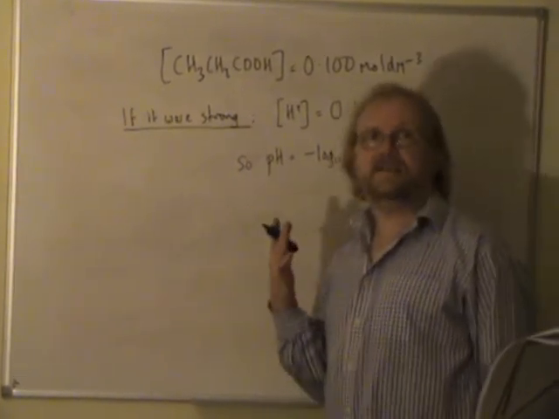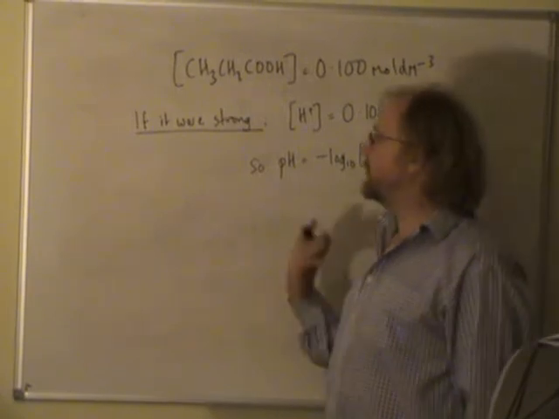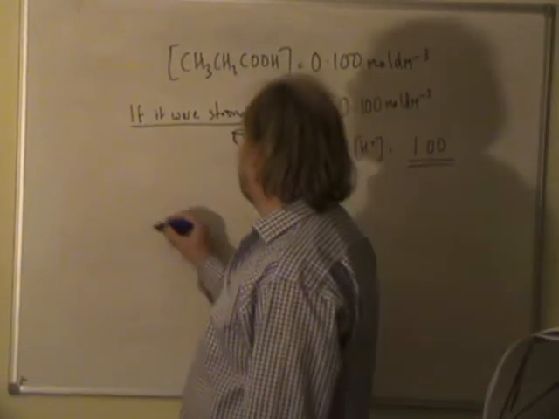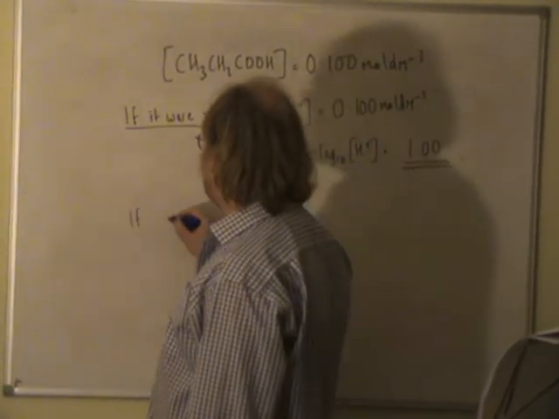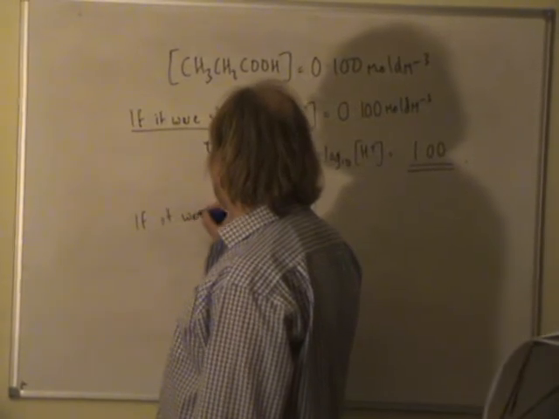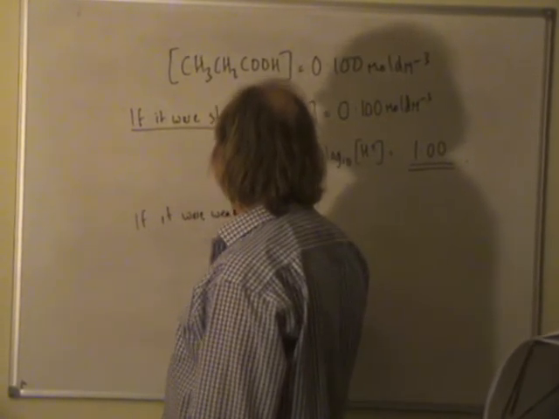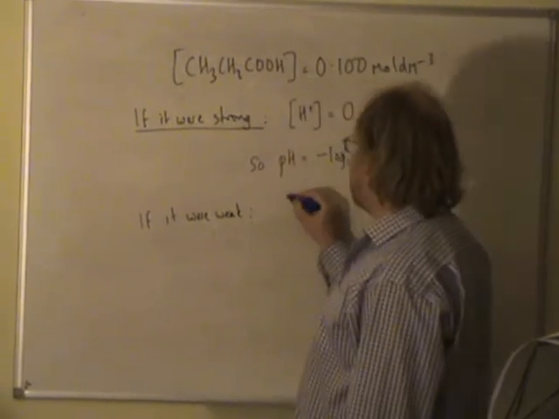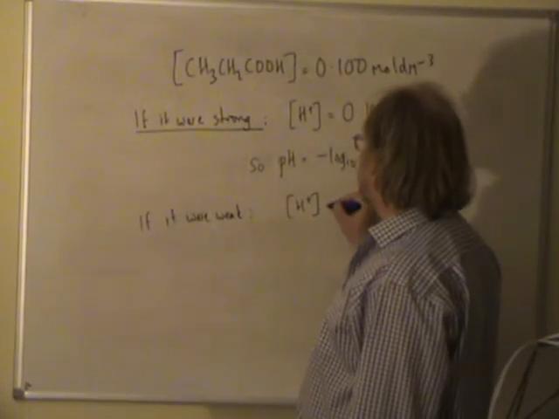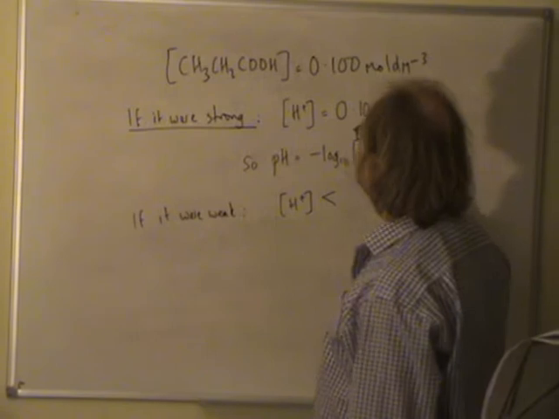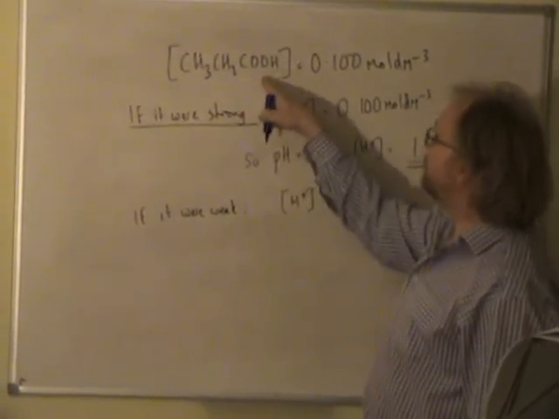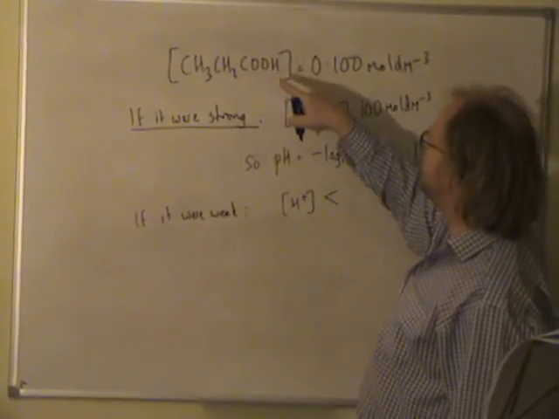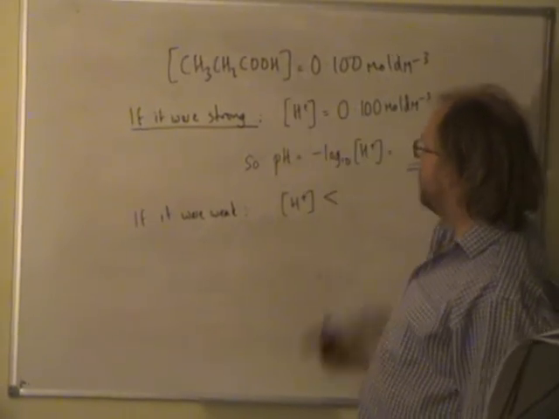Okay, so if it's not equal to 1, that suggests it's a weak acid, but you've got to go slightly more than that and say, would it be more or less than 1? If it were weak, then the H plus concentration would be less than 0.1, because not all of it would have ionized, so there'd be less H plus than you'd get in the strong case.